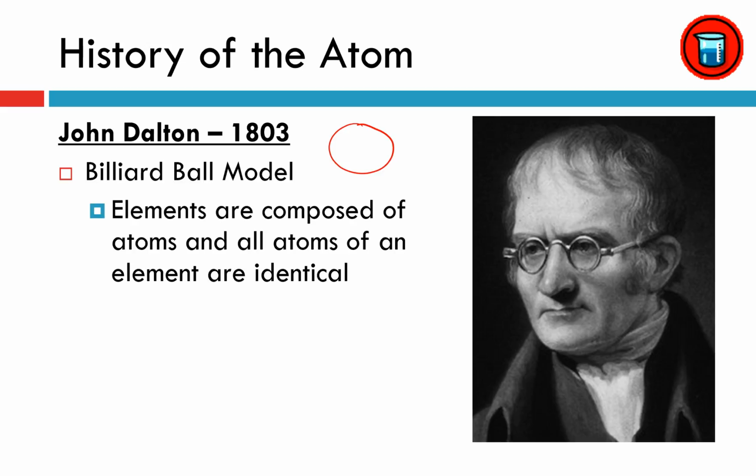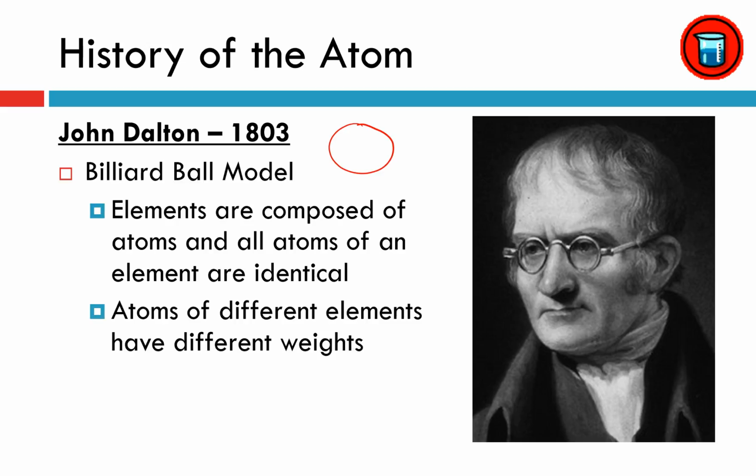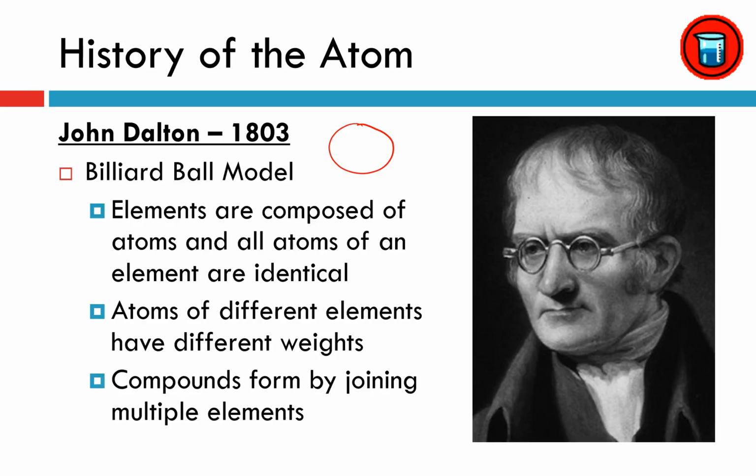Dalton theorized that elements are composed of atoms and that all atoms of an element are identical. We know this to be true today. He also thought that atoms of different elements have different weights. If you check a periodic table, you'll see that he was right about that as well. And he thought that compounds are formed by joining multiple elements, and that's exactly what we do. We react multiple elements together. They're either going to exchange or share electrons to form our compounds. So this is a really good first model of the atom.